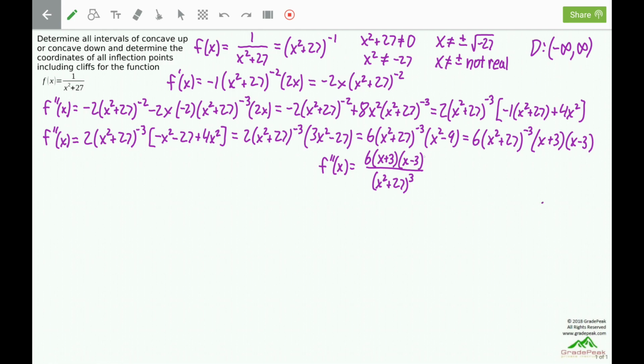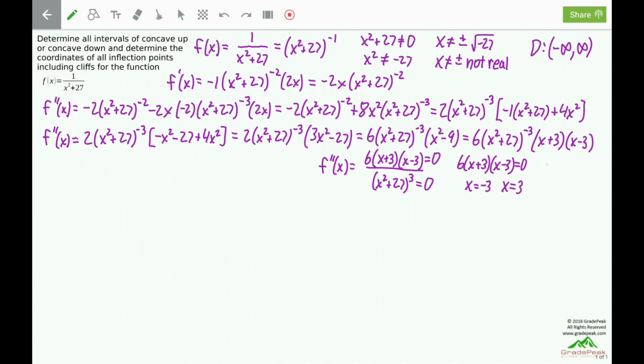So we can now set the numerator equal to 0 and the denominator equal to 0 and solve for all x's, starting with the numerator. 6 times x plus 3 times x minus 3 equals 0. It's already factored. X plus 3 equals 0 tells us x equals -3, and x minus 3 equals 0 tells us x equals positive 3.